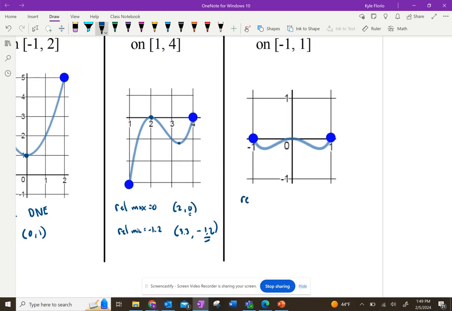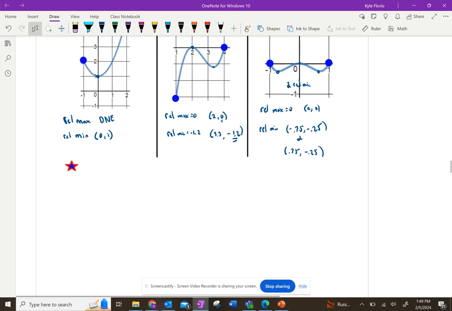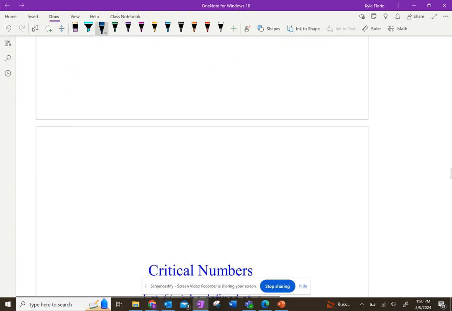Now this function here, you can give it a try on your own. But the max right there is 0. It's the point 0, 0. And the relative min, there's actually 2 of them. So we have negative 0.75-ish, comma negative 0.25-ish. And we have positive 0.75 and negative 0.25-ish. So we have 2 relative minimums there. And they both happen to be the same value of negative 1/4.